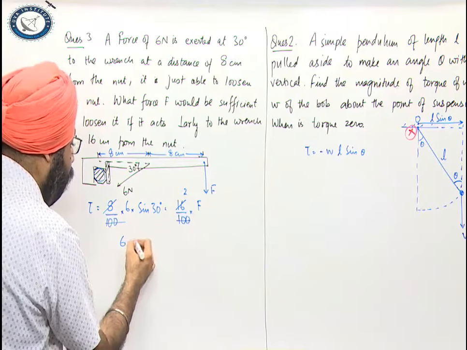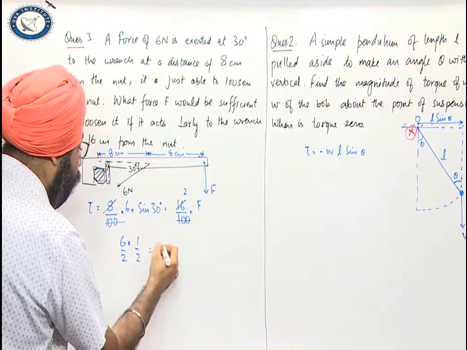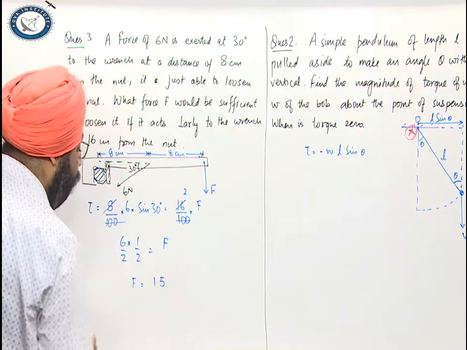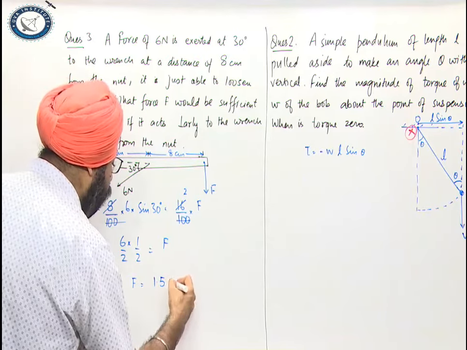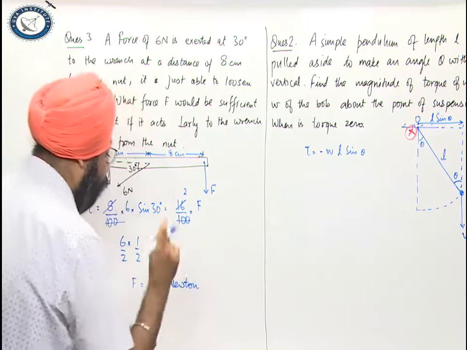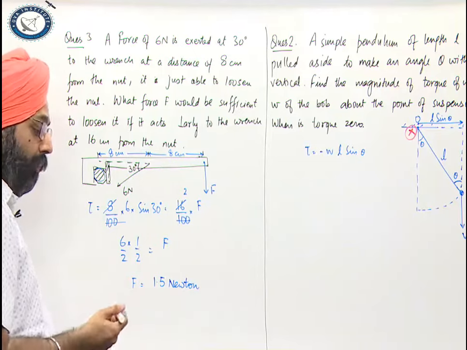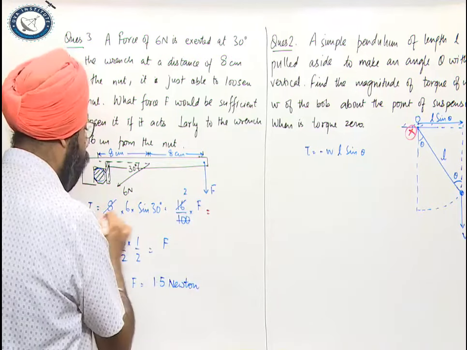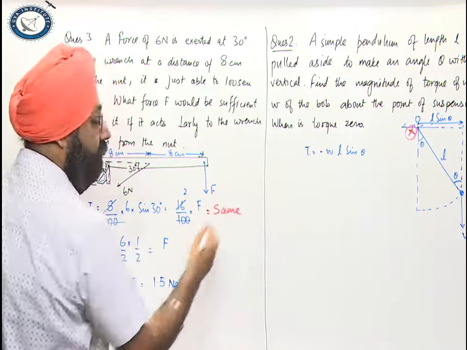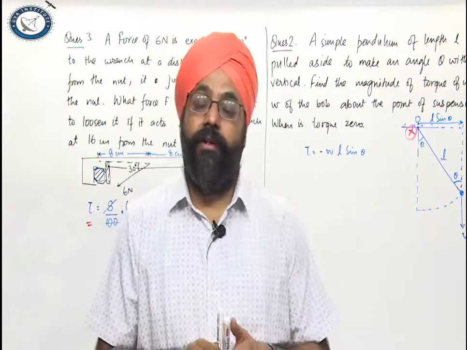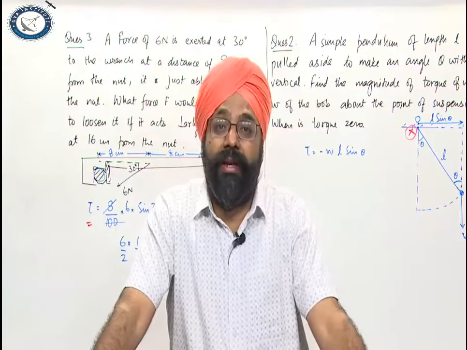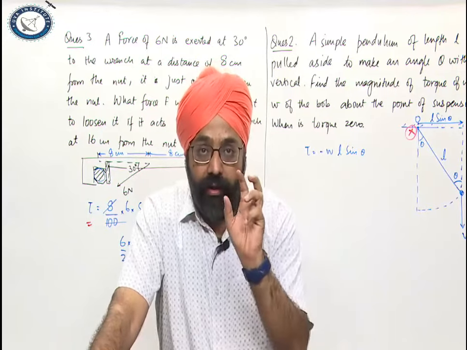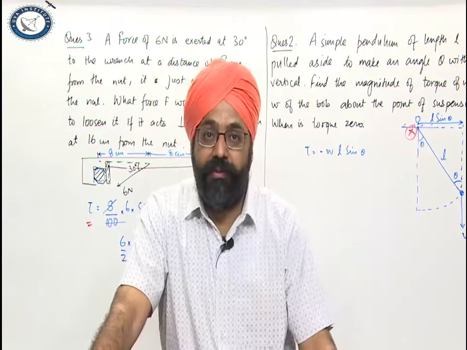So 6 sin 30, which is 1 by 2, divided by 2, you get the value of F. So F is equal to 6 by 4, which is 1.5 Newton. Because to open up the nut, this torque is the same in both the cases. Since the torque is the same in both the cases, you can equate the torque on the nut from both the points, right?